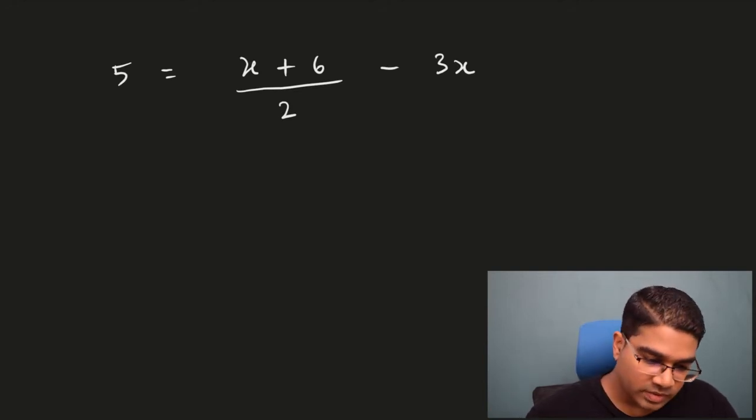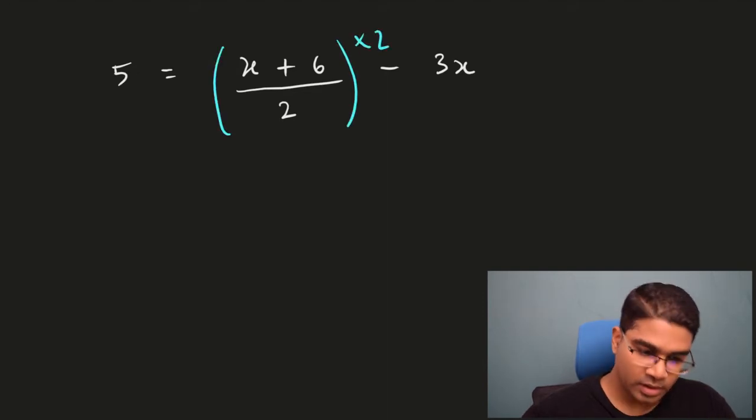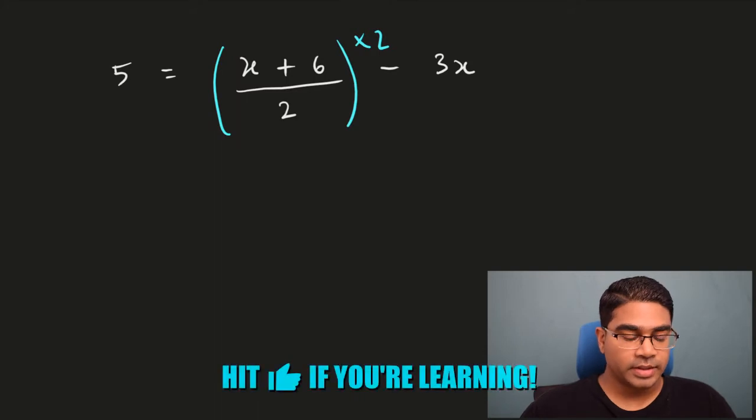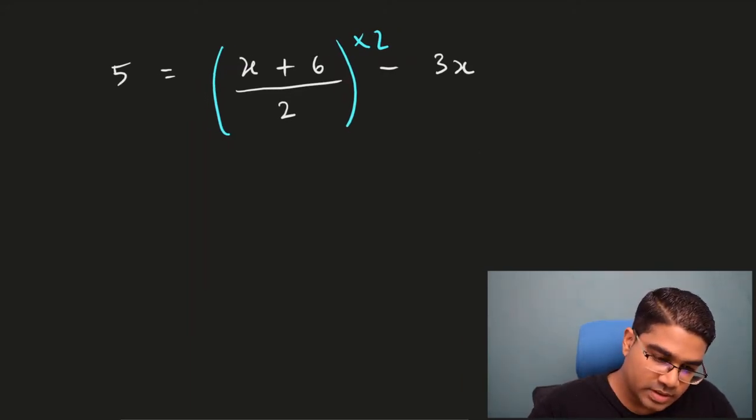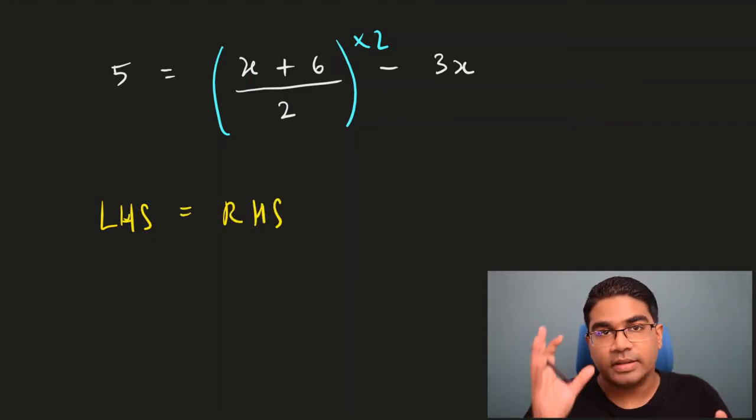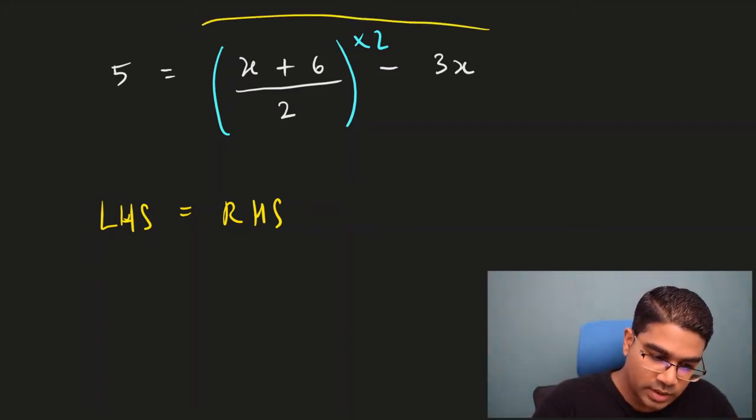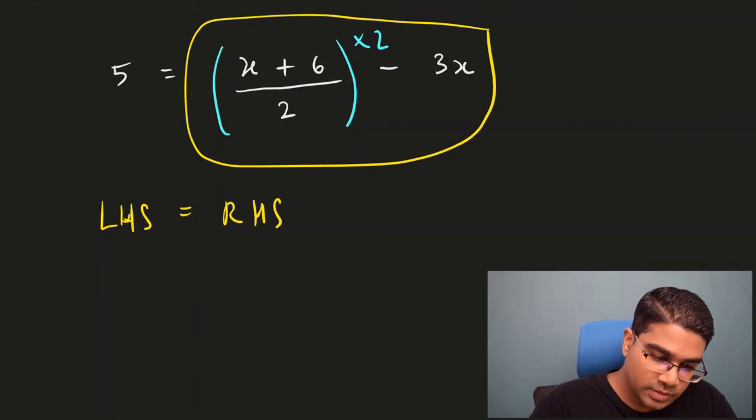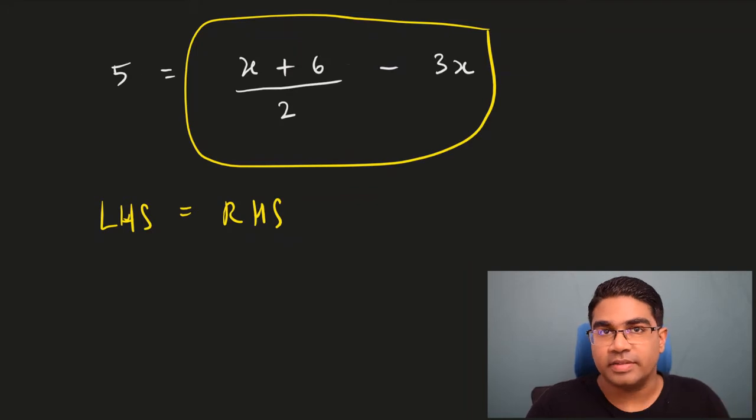So now the question will become, where do we multiply the 2? A lot of my students will say, okay, then we can do this times 2. No, you cannot do that. You have to remember that this is an equation. An equation is like a balance. The left hand side of an equation must be equals to the right hand side. The left hand side and the right hand side are exactly the same thing. That is to say, this whole thing will equals to 5. The value of x plus 6 over 2 minus 3x is 5.